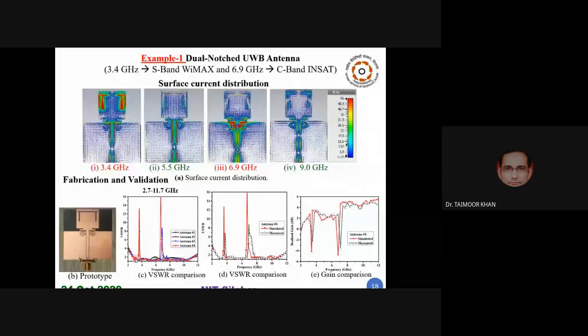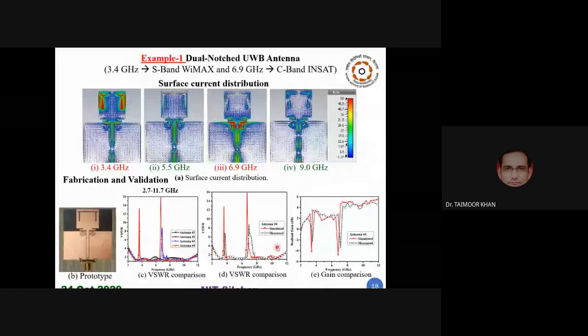In that one here, the fabricated prototype of this particular design is there. Then the performance comparison in terms of VSWR, voltage standing wave ratio, that is frequency versus VSWR comparison of four antennas: 1, 2, 3, 4. If you see antenna 1, it does not have any notch characteristic, but antenna 4 has notches, which are marked in red color here.